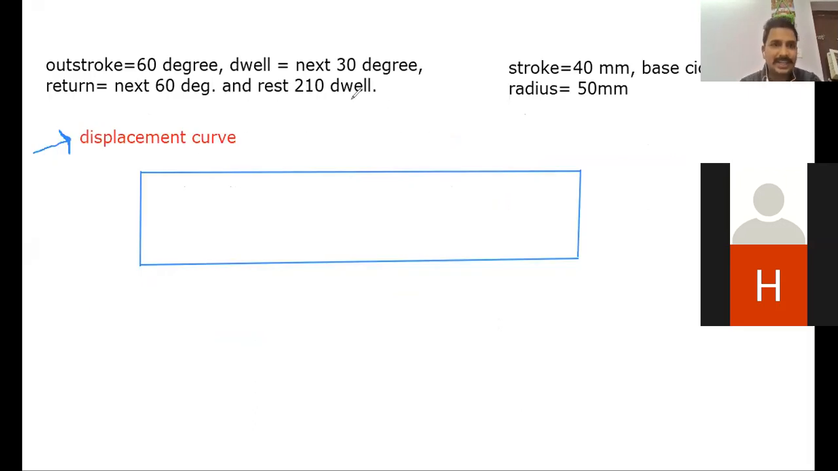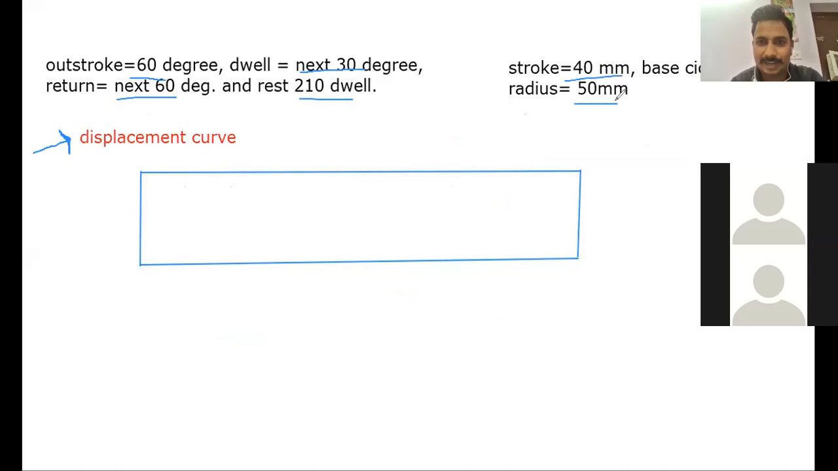What is given to me in the question is that the outstroke is 60 degrees, the dwell is next 30 degrees, the return is 60 degrees, and again 210 degrees is dwell. The stroke is given as 40 mm, and the base circle radius is given as 50 mm. Now, how to draw the displacement curve? First we will draw a vertical line equal to the stroke of the follower. How much is the stroke of the follower? It is 40 mm. So this line should be equal to 40 mm, or you can draw it as 4 centimeters in your scale.